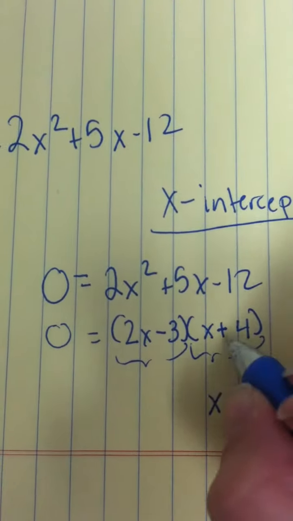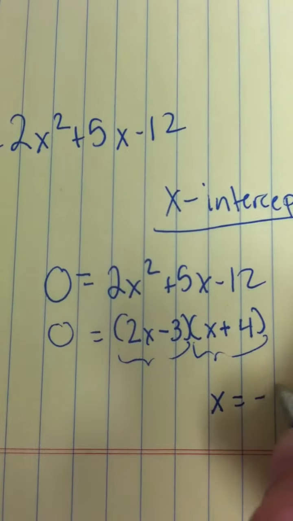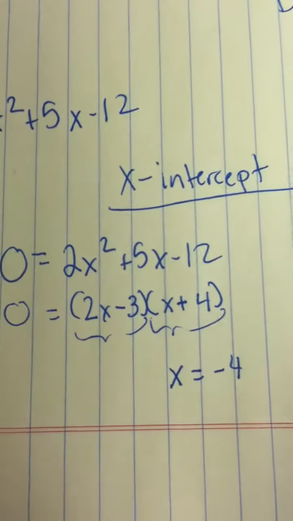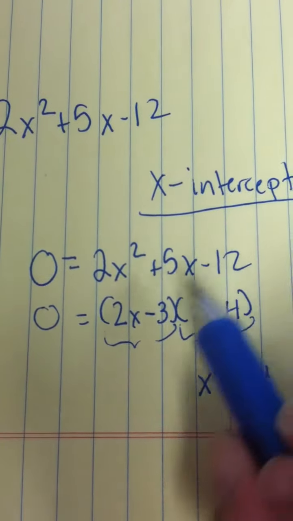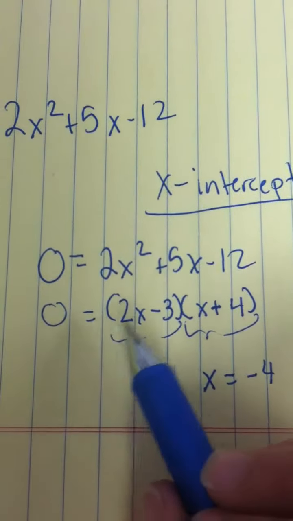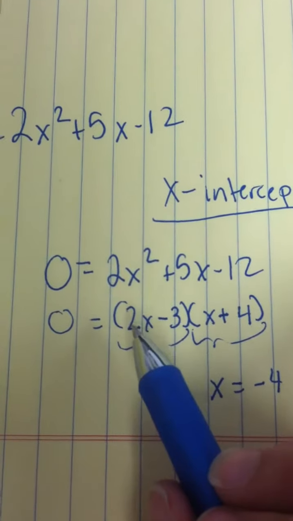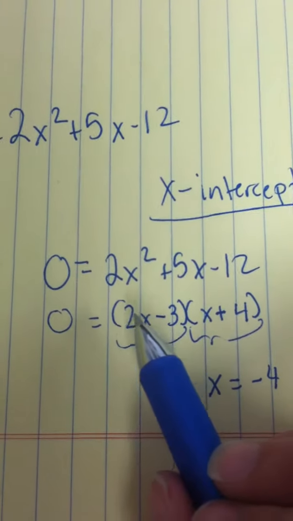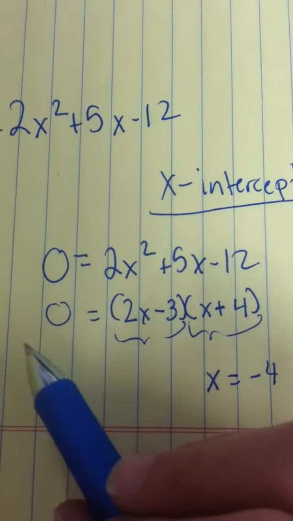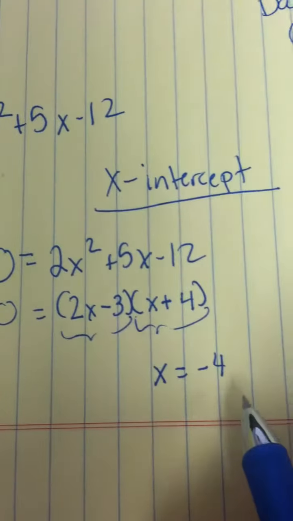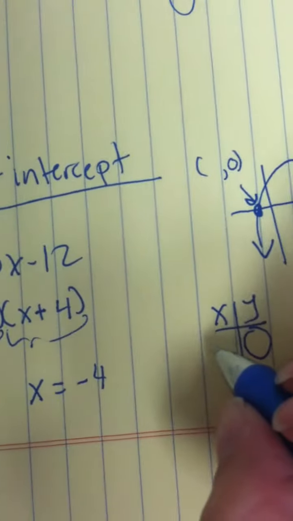Well, maybe if this one wanted to be 0, x could be negative 4. Because if I put in negative 4, negative 4 plus 4 is 0. And 2 times negative 4 is negative 8, minus 3 is going to be negative 11. And negative 11 times 0 gives me 0. So that works. So negative 4 can go into our table.